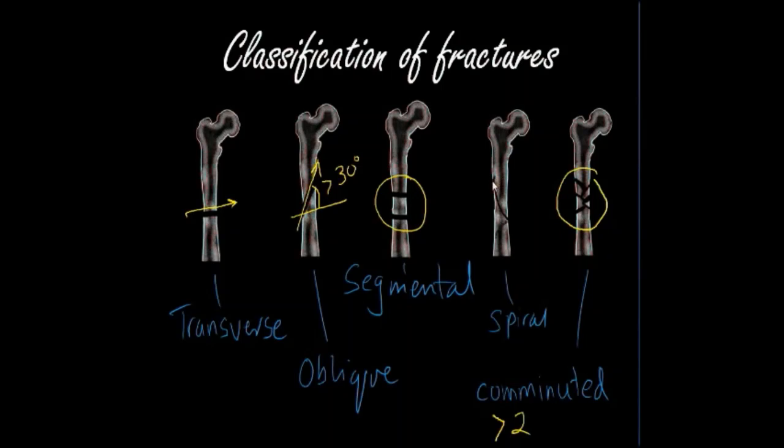Spiral fractures are quite common. They happen as a result of rotational injuries. So perhaps the patient has twisted their ankle and the force has been a spiral one, a rotational one, and has caused the patient to have a spiral fracture. The thing to remember is a patient can have more than one of these in the same bone. For example, they may have an oblique fracture which is comminuted. So they may have multiple pieces here, but it's oblique.